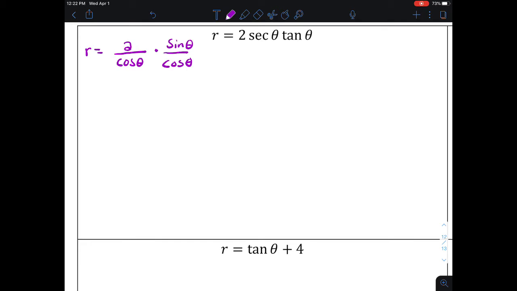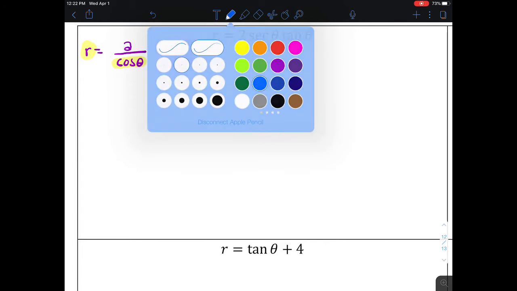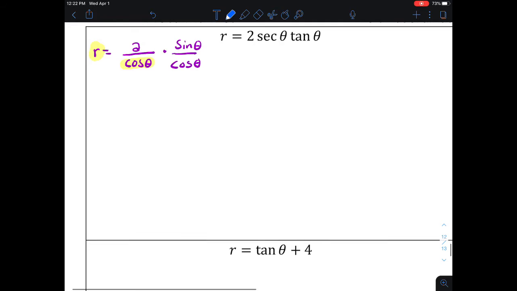Well, I have 1 r over here on the left-hand side, and so if I choose to multiply one of the cosines over, I'm going to multiply this right-hand side by cosine of theta, and I'll multiply the left-hand side by cosine of theta, and that's going to make those two cancel. And so what we have right here at this moment is r times cosine of theta is equal to 2 times sine of theta over cosine theta.